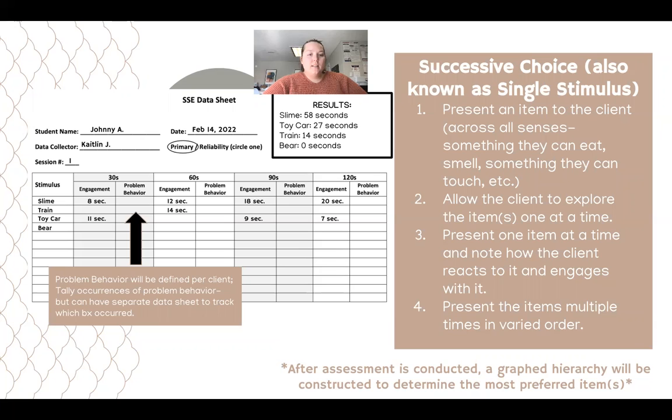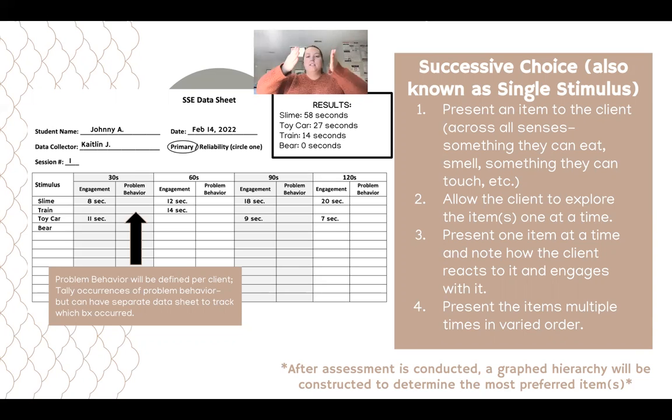So over on the left side of the screen, we have a mock data sheet. Again, we have the student name, the date, the data collection. You will circle if it's primary or reliability, and then you're going to put what session you are on. So for example, for the stimuli that we had for this client, we had slime, a train, a toy car, and a bear.